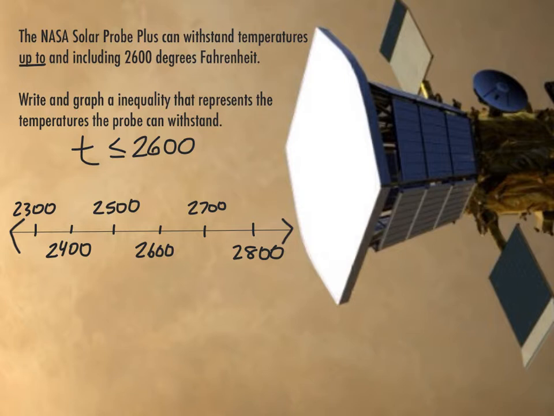Let's graph that inequality. So here's my 2600. Again, it's a less than or equal to, so it's a filled in circle. And I'm going to shade to the left, okay, because that's where the temperatures are that are less than or equal to 2600, such as 2500, 2400. And so we just shade down that way.